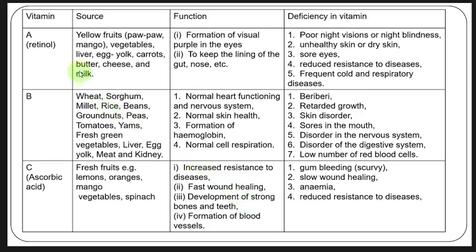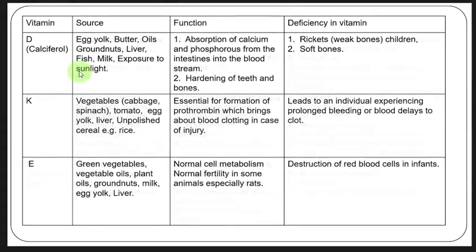All right, so let's move to another part of the table and look at vitamin D, and its source is the egg yolk, butter, oils, groundnuts, liver, fish, milk. Exposure to sunlight as well helps to get some vitamin D, and the function of vitamin D is in the absorption of calcium and phosphorus from the intestine into the bloodstream. So vitamin D really helps us to absorb calcium and phosphorus from the intestine into the bloodstream.